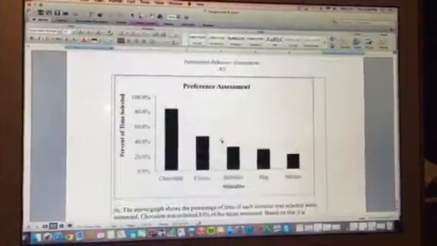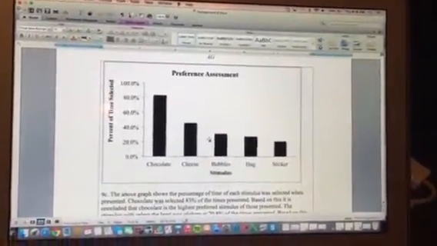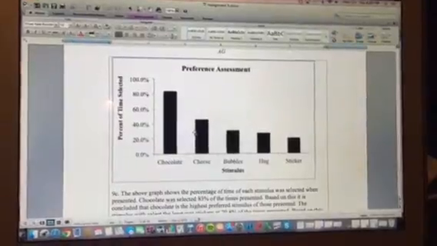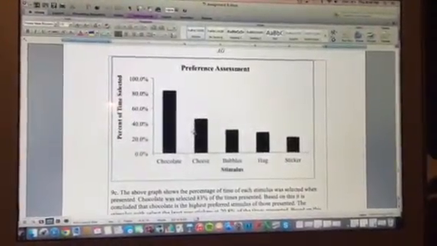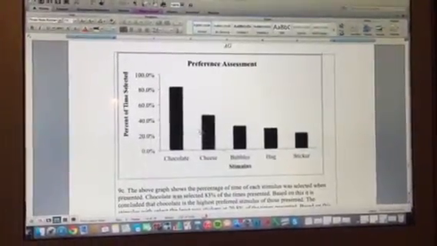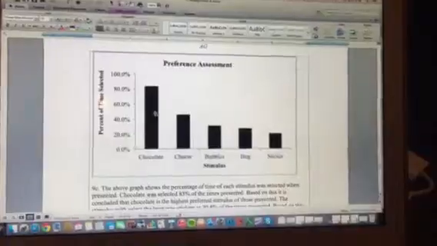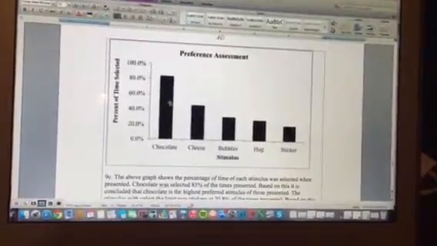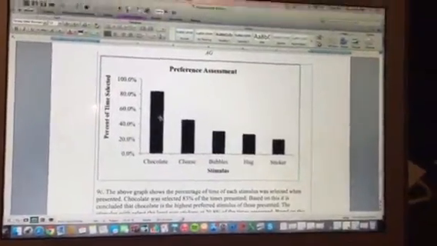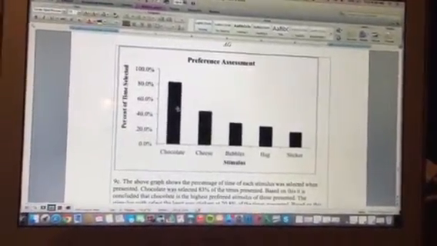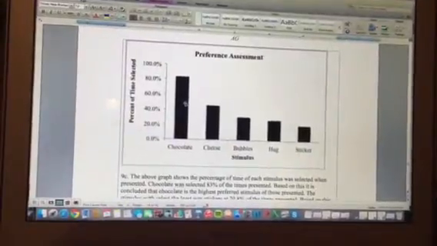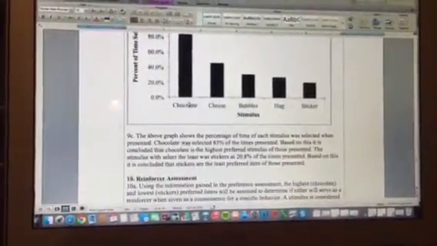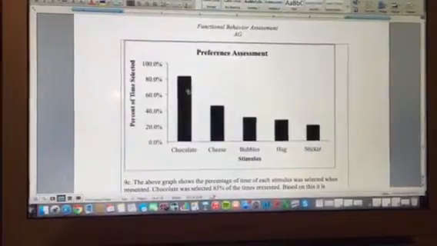Next, we did a preference assessment just to see what items she prefers. We did a multiple stimulus without replacement preference assessment. She was presented with chocolate, cheese, bubbles, hug, and stickers. Of the times that chocolate was presented, she picked chocolate about 83% of the time. Next, cheese at just over 40%. Then bubbles, right around 30%. Hug, right around 25%, and stickers right around 20%. So this shows us that chocolate is the most preferred item and stickers is the least.